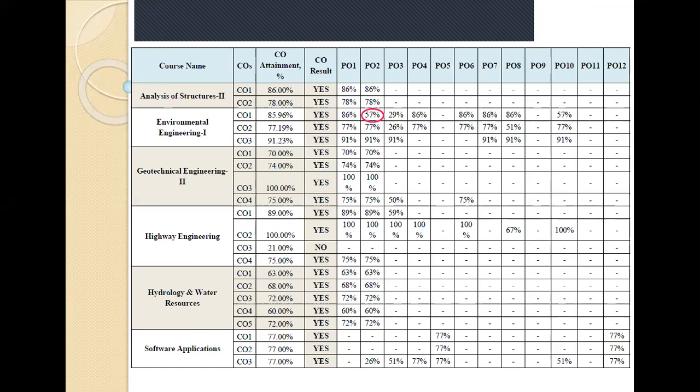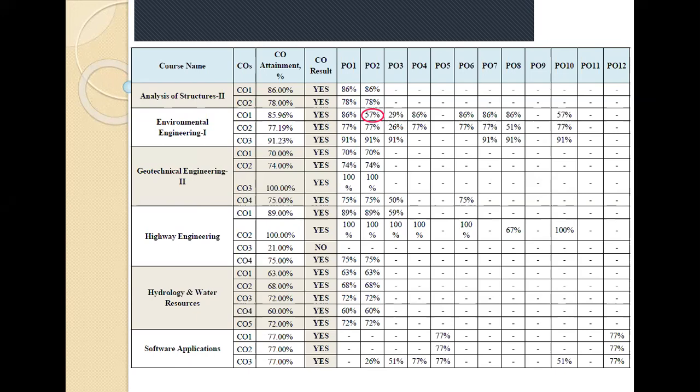The moderate correlation is observed with PO2. PO2 is having 57% and PO10 is also 57%, indicating that these two POs are moderately correlated. When you look at the 29% at PO3, it indicates that it is slightly correlated. That's the reason why the contribution of CO1 to this particular PO3 is only 29%, 1/3 of it. Like this, using the correlations, the values are being distributed.